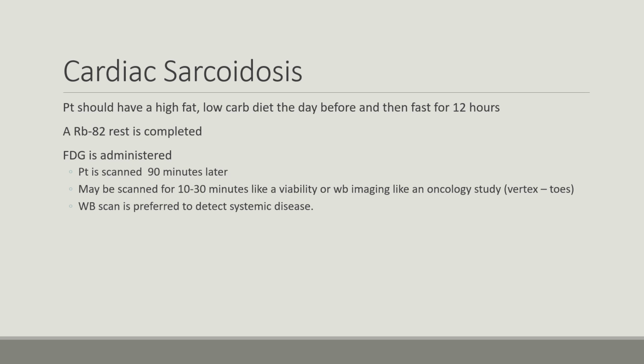In the case of cardiac sarcoidosis, patients should have a high-fat, low-carb diet the day before the exam and then fast for 12 hours. Rubidium rest is completed. The purpose for the rubidium resting scan is mostly to evaluate them for any existing infarctions or pathology that may be seen on the images. And then the FDG is administered.